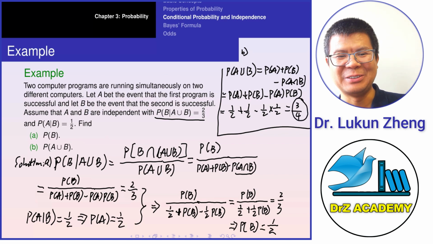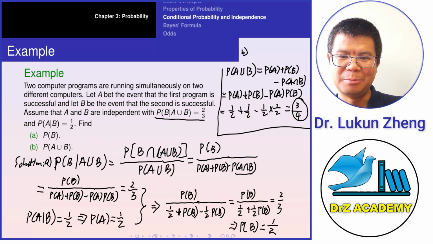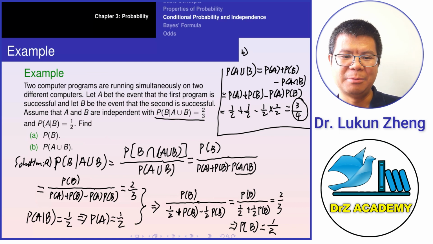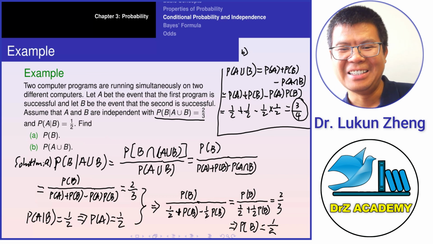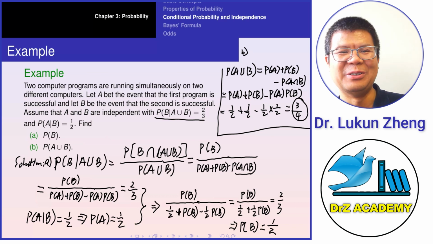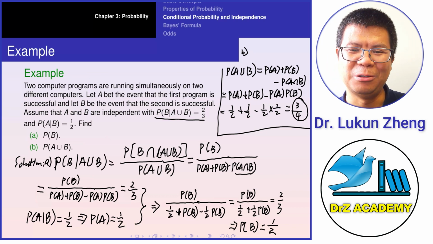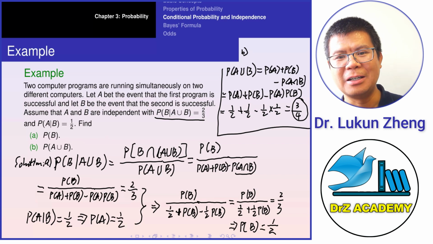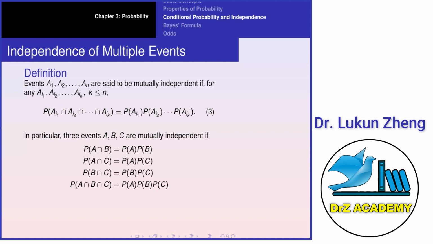So that's about this example. You see that we use these conditional probabilities and then use the property of independence to find the probability of B and also the probability of A. You need to know the properties of independence and conditional probability to solve this question, and also some algebra. So that's about this question.